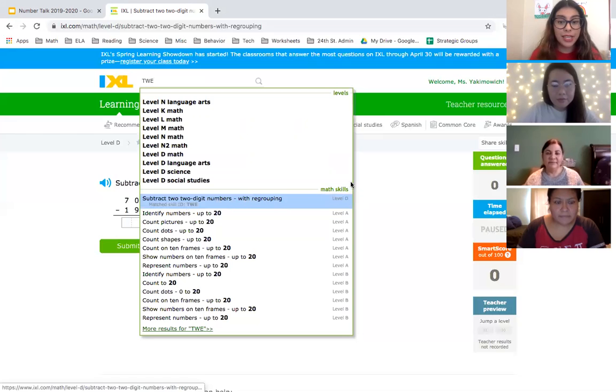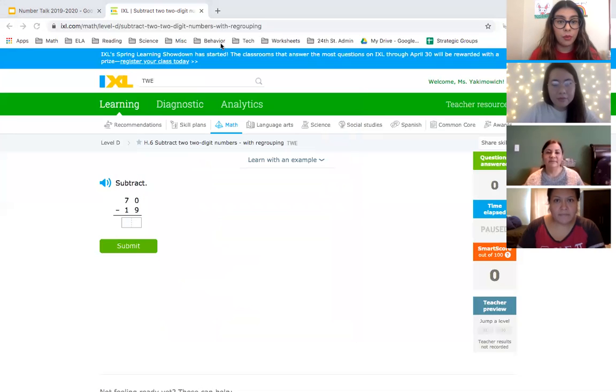That's the one I already clicked, and I will rewrite the code so that you can see it. Let me put it in black. So our IXL code is TWE. When you get your iPad, you touch that IXL app and you type in TWE to find the assignment for today.